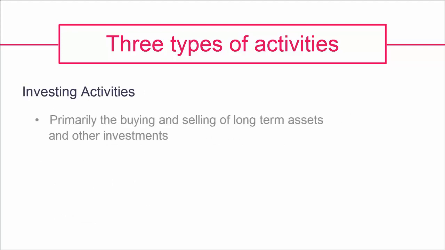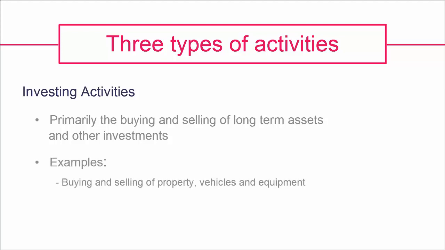Investing activities are primarily transactions that have to do with the buying and selling of long-term assets like property, vehicles, and equipment. For example, in my business, I've been looking at replacing an old truck that I use for deliveries. If I sell the truck, the money I receive would provide an inflow of cash. Then, when I pay for the new truck, the money I spend would be an outflow of cash. Investing activities can also include other items like buying or selling shares in another company, or lending money with the intent of receiving a return on it.